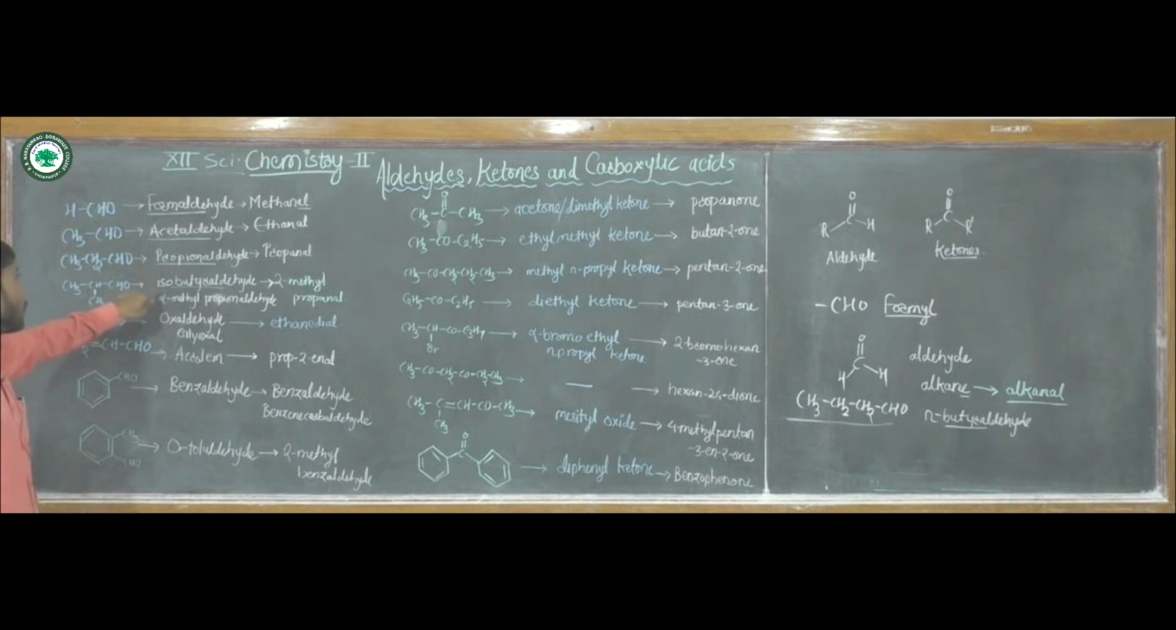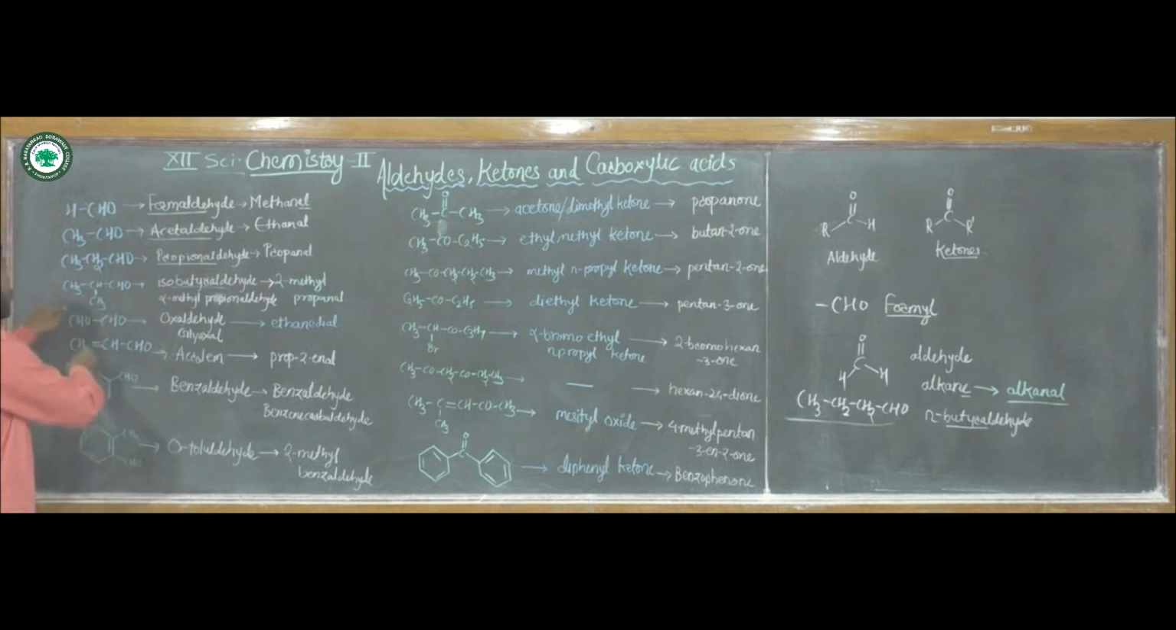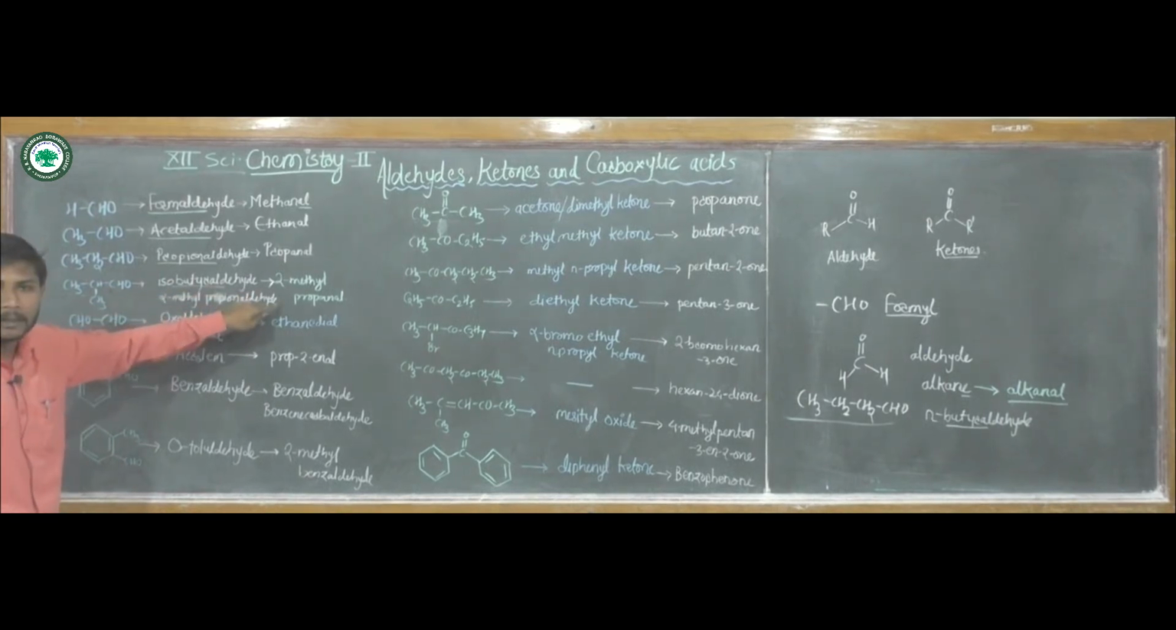And its common name will be this structure, CH3CH and this carbon, and presence of a methyl group on the second carbon atom. It is nothing but the iso in the common name system. That's why iso, 4 carbon containing butane or butyryl, followed by the name aldehyde, that is isobutyraldehyde.